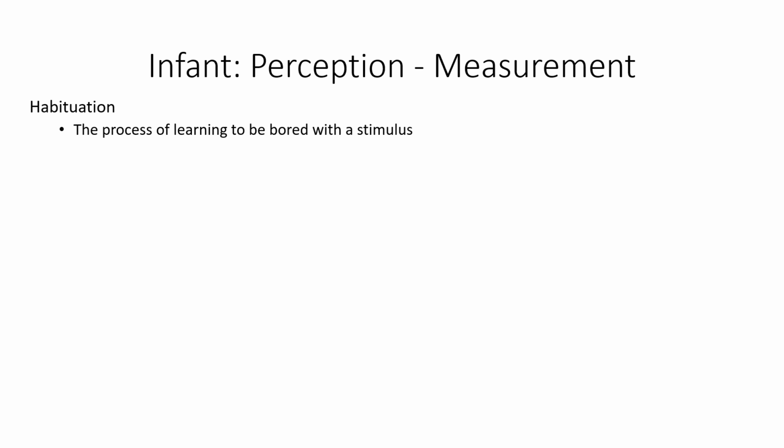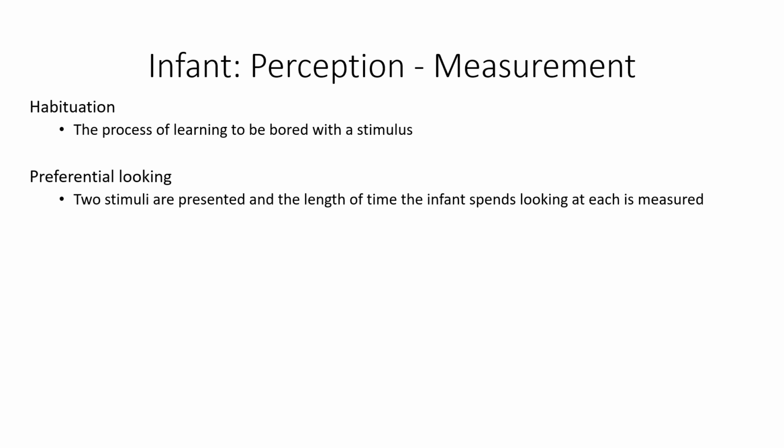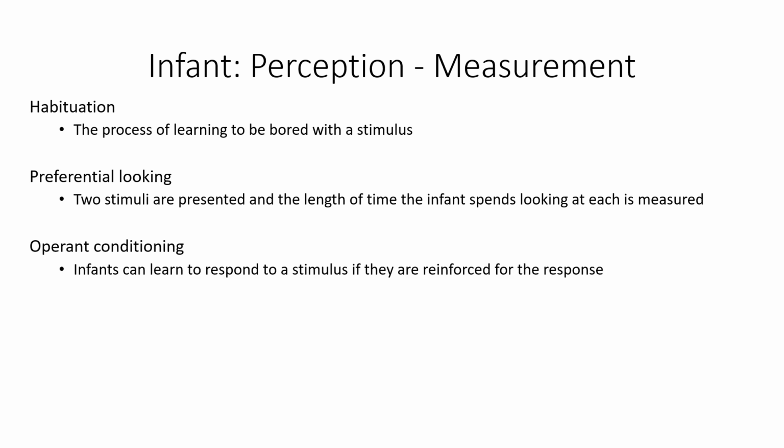When you're doing this with infants, you can measure their perception by seeing how long they take to become bored with a stimulus. And if you show them something new, is it close enough to the original that they're still bored with it because they're habituated to it, or is it new enough that they are now interested in it because it's different enough? Preferential looking: if you're given two stimuli, which one do you look at the most, or which one do you prefer to look at? This is one way we can see what infants are more interested in.